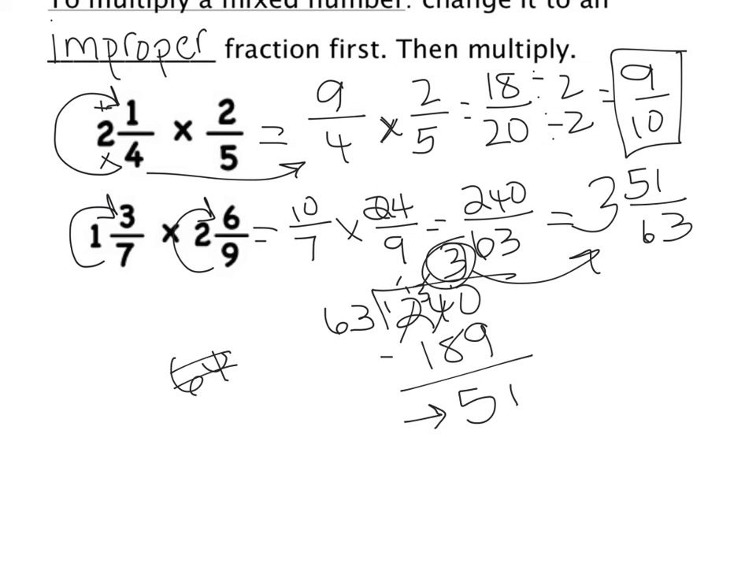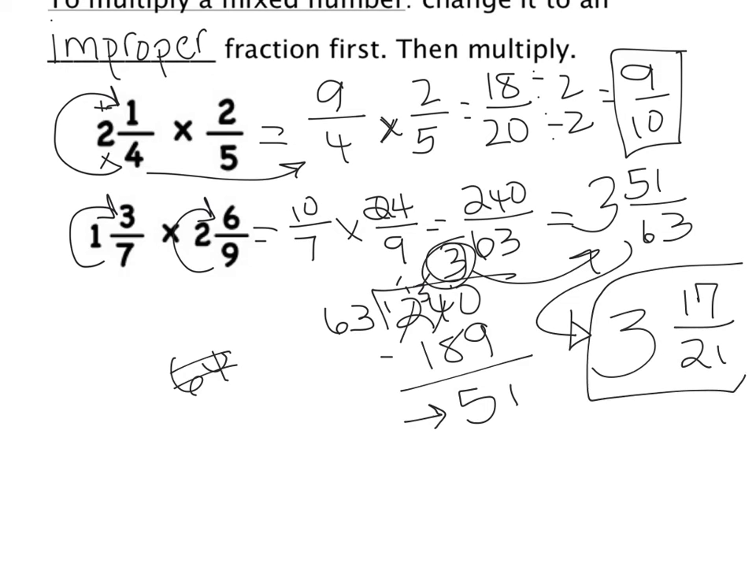Now, both of these are multiples of 3. 51 divided by 3 is 17. 63 divided by 3 is 21. So your answer, now if that's not what you got, you need to go back and fix those.